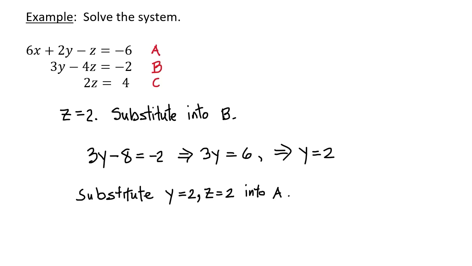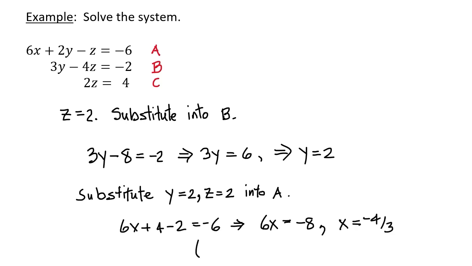So the next step is to substitute y equals 2 and z equals 2 into A. So that's 6x plus 4 minus 2. So that's going to be 6x equals negative 8. x is negative 4/3. So the solution to this system is (negative 4/3, 2, 2).